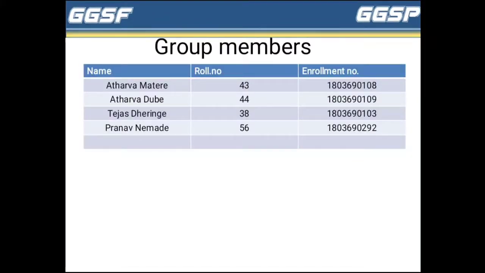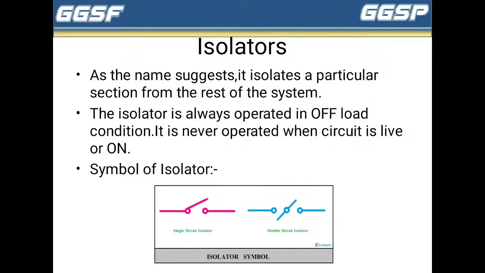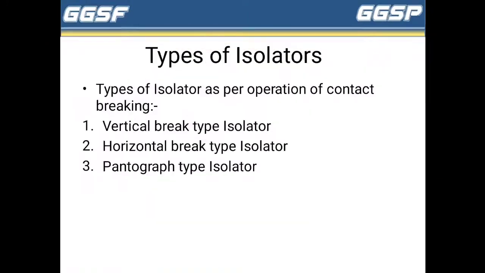Isolators, types of isolators, and HRC fuse. Isolators, as the name suggests, isolate a particular section of the system from the rest of the system. It should be noted that the isolator is always operated in off-load condition. That is, it should never be operated while the circuit is live or on.